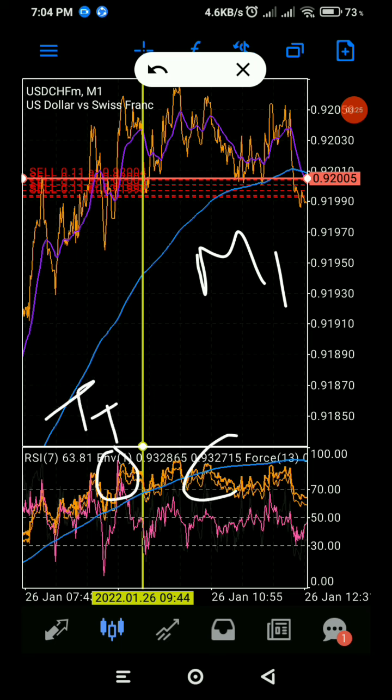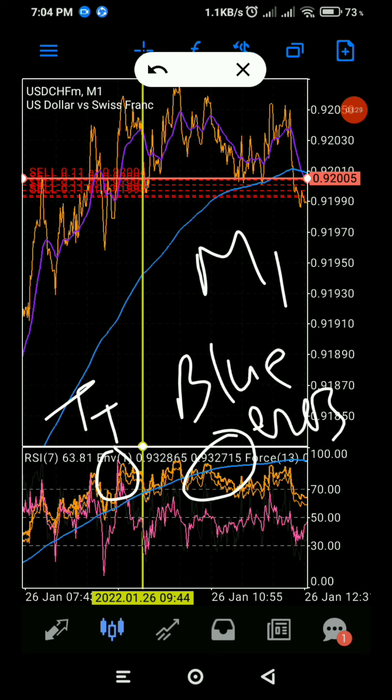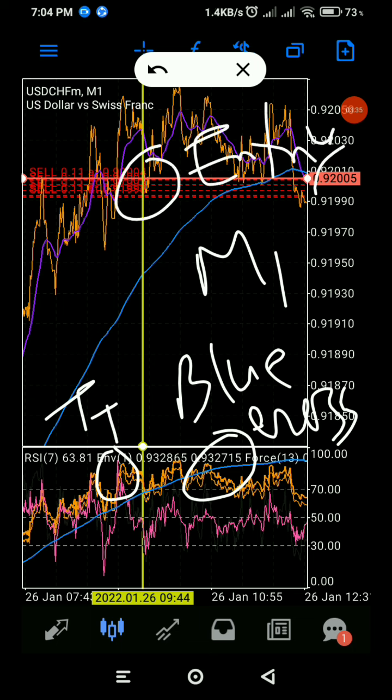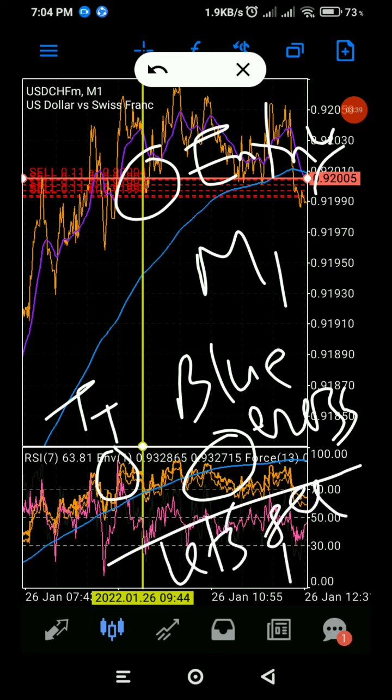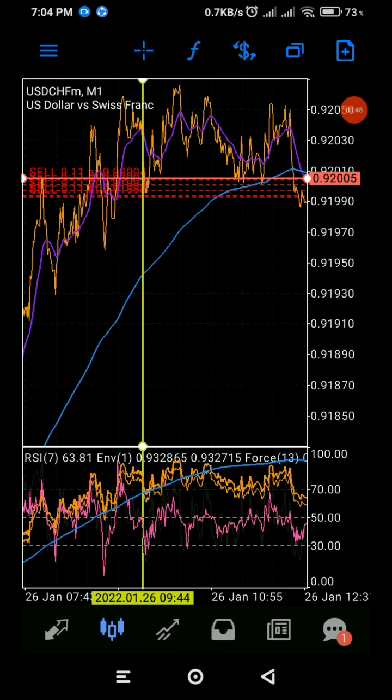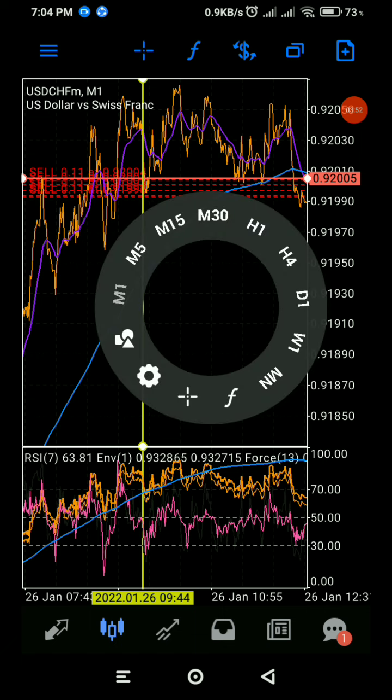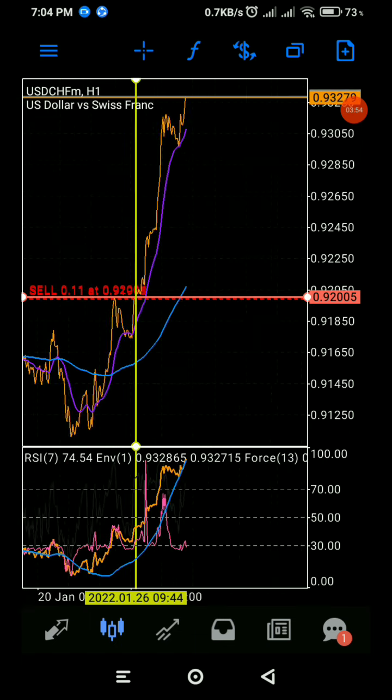So here as you see, this is the M1 chart and a twin tail formed on the 7th level, and at the same time a blue cross on the 7th level. So we took sell entries from here, but our entries were in great loss. Still we are in floating loss. So how to manage the risk and what is wrong with us, I'm explaining here. So let's go to the H1.